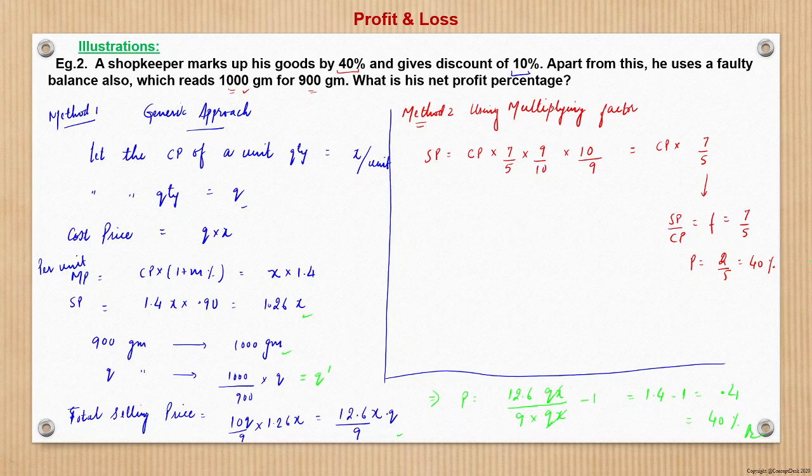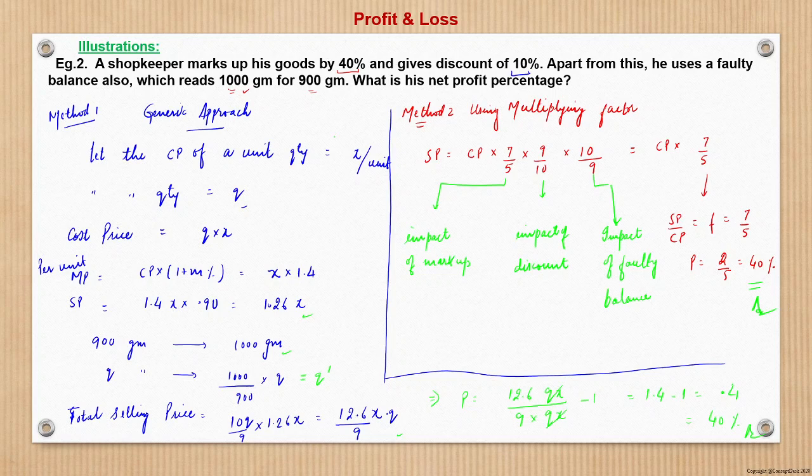Now I just write here: the 7 by 5 impact of markup, the 9 by 10 impact of discount, and the 10 by 9 impact of faulty balance. So we get an answer of 40%.